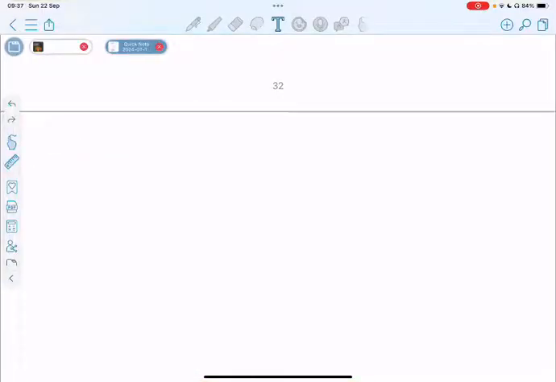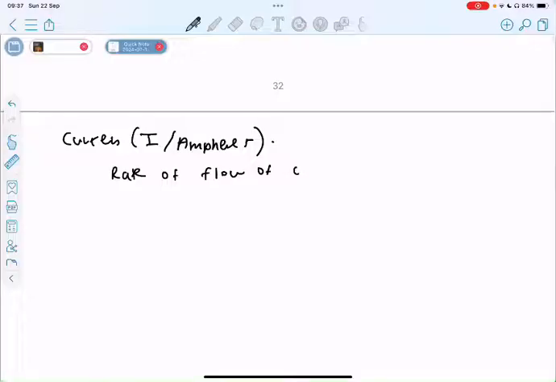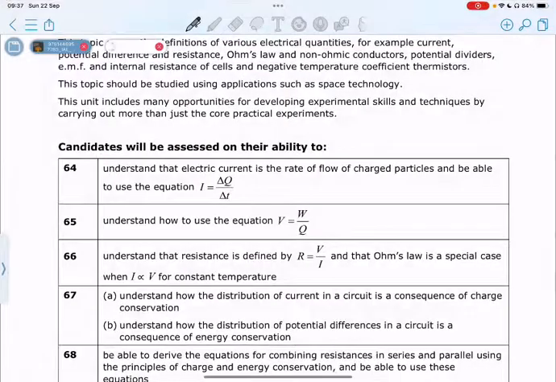Okay, so what's the definition of current? Current, given by the symbol I with the SI units amperes, is defined as the rate of flow of charged particles. So by that definition itself, we can derive that current I is equal to delta charge, which is Q, over the delta time, which is T, okay? That's what we gain from there.